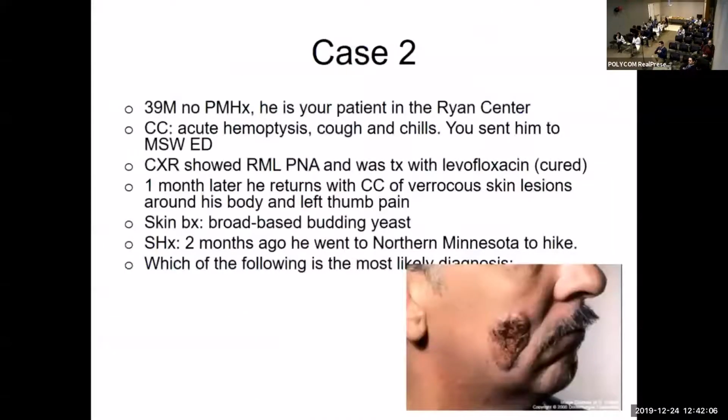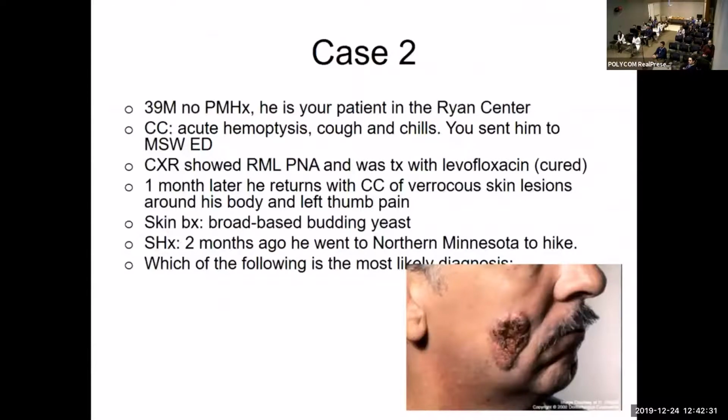So let's go to case 2. This is a 39-year-old male without past medical history. He's your patient in the Ryan Center. He comes and tells you he has a chief complaint of acute hemoptysis, cough, and chills. You sent him to the ED. They did a chest X-ray, found lobar pneumonia, and treated him with levofloxacin. He reports that he was cured.